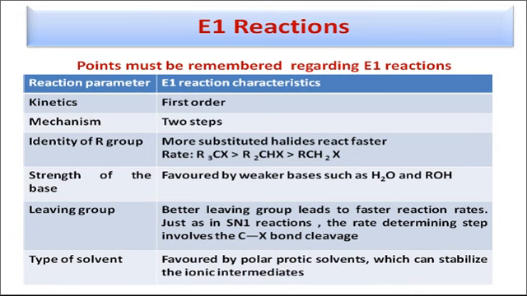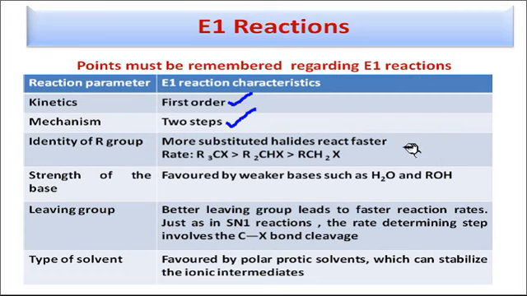So while discussing the E1 reactions, the important point we must remember is that the kinetics of the E1 reaction is the first order kinetics. These reactions are completed in a two-step process. In the first step, generation of the carbocation takes place. In the second step, elimination of the beta hydrogen takes place.